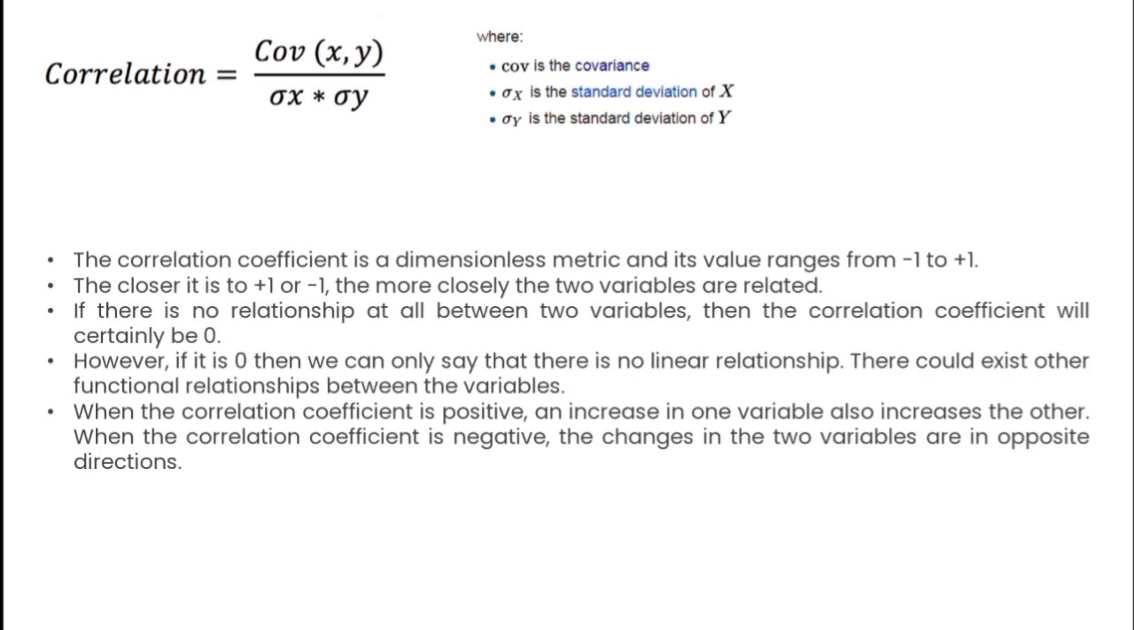Getting my point? If it's positive, if the value of one variable increases, the other also increases. But if it's negative, the changes in the variables are exactly opposite. If one is increasing, the other variable will decrease. If it's decreasing, the other variable will increase. Okay, now I will move to the example.